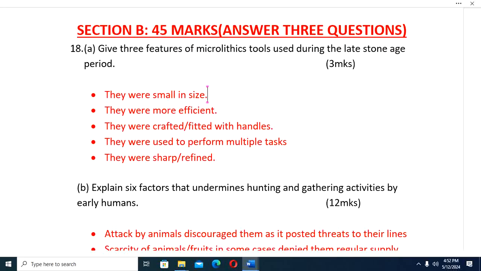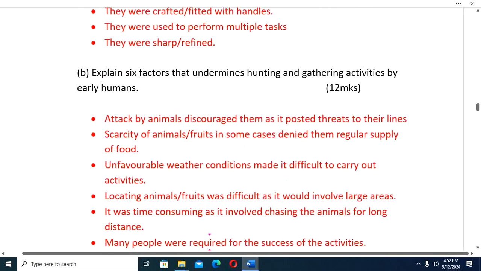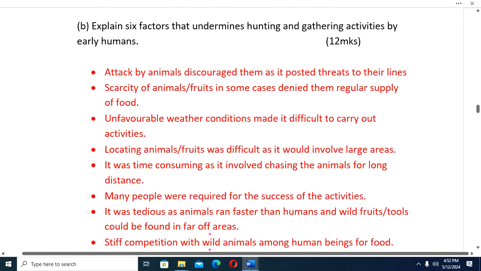So number 18, the features of microlithic tools: they were very small in size. Number 2, they were more efficient. Number 3, they were crafted or fitted with handles. Next, they were used to perform multiple tasks. They were sharp or refined. Next, you are told explain 6 factors that undermined hunting and gathering activities by early humans.